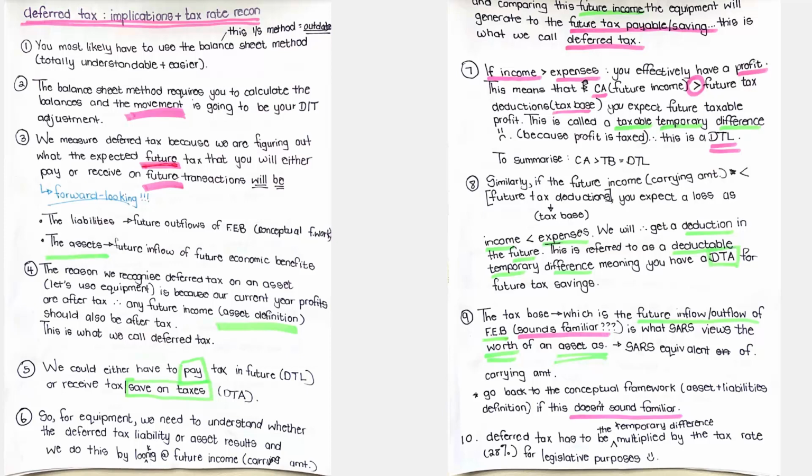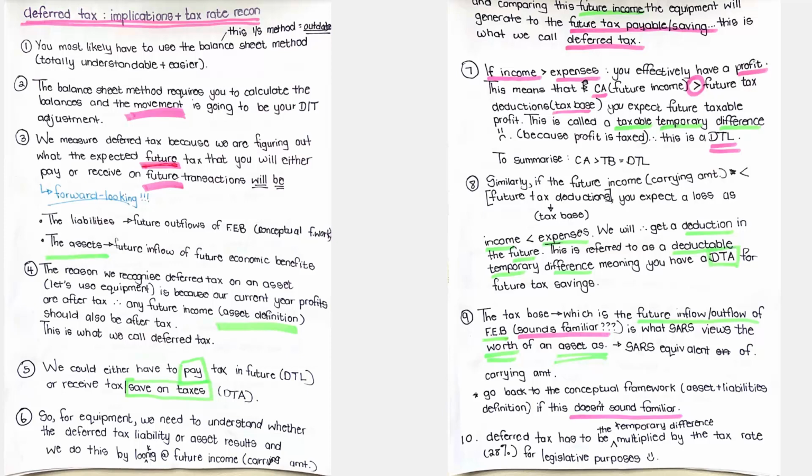So for example, with liabilities, a deferred tax liability would be a future outflow. So you're going to be paying more tax in the future. A deferred tax asset, on the other hand, would be a future inflow. So you'll be paying less tax in the future. Remember, I said it's a forward-looking estimate, so you're not focusing on the now, you are focused on the future effects of tax.